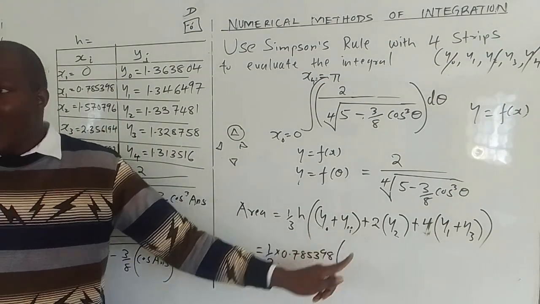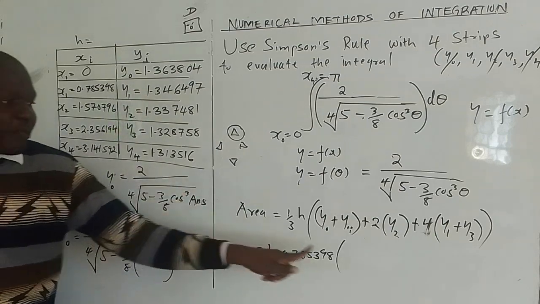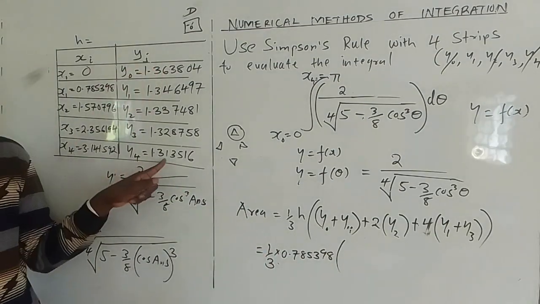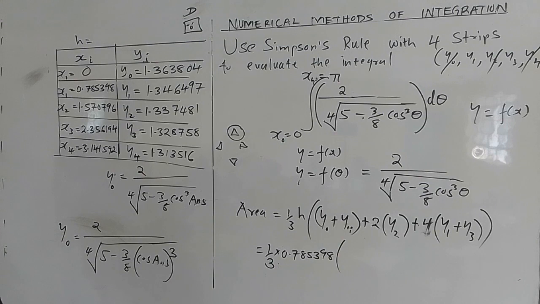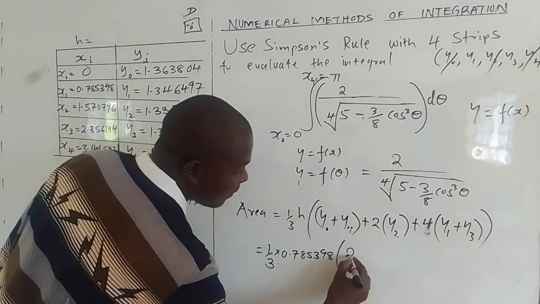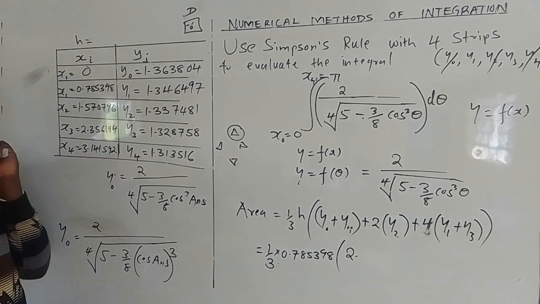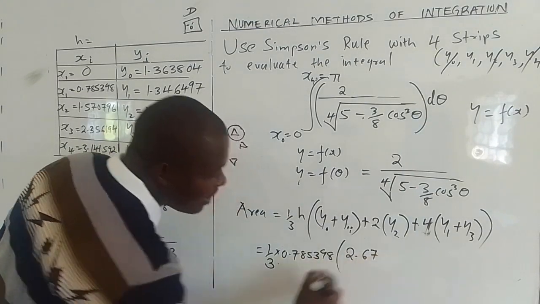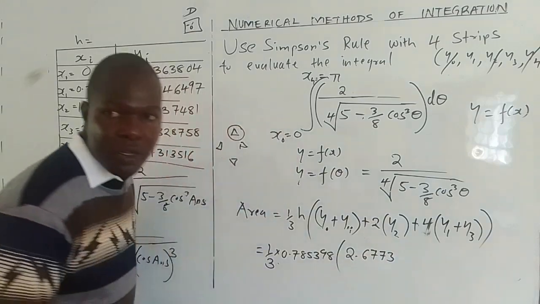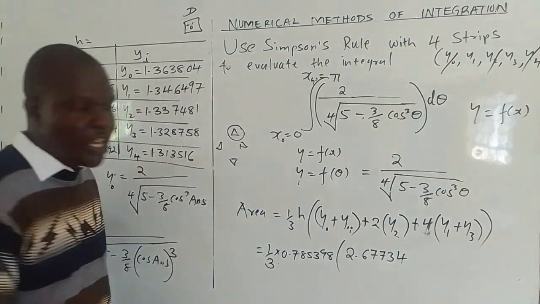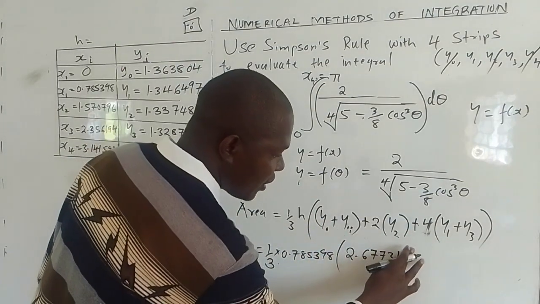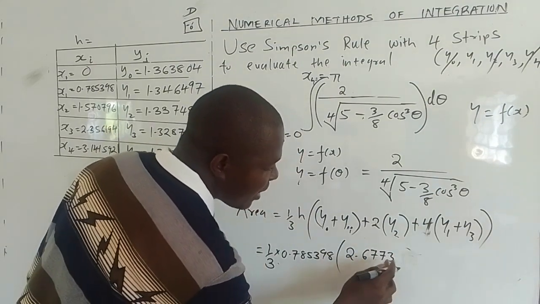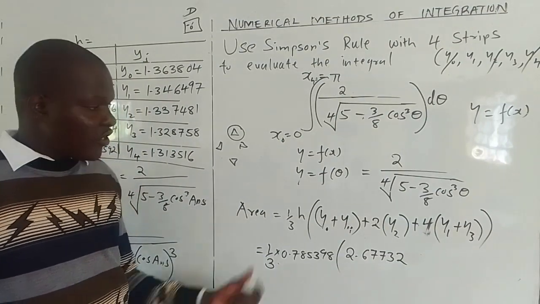Inside, y0 plus y4. Take a calculator and add y0 plus y4, then you put the value here. So can you add for me y0 plus y4? 1.363804 plus 1.313516. What do you get? 2.67732. You are done with y0 plus y4, you are done with this smaller bracket, isn't it?